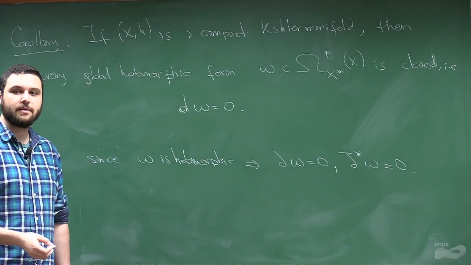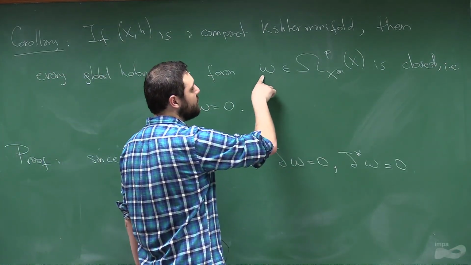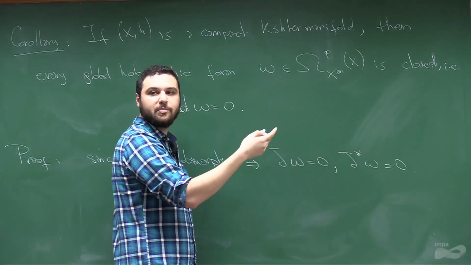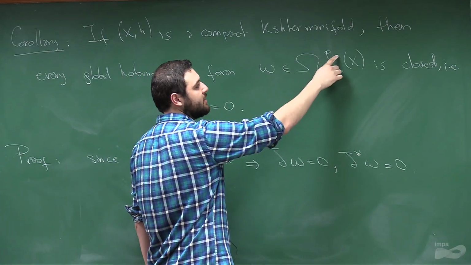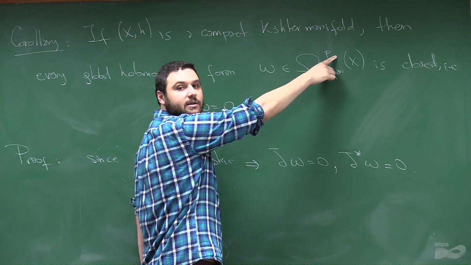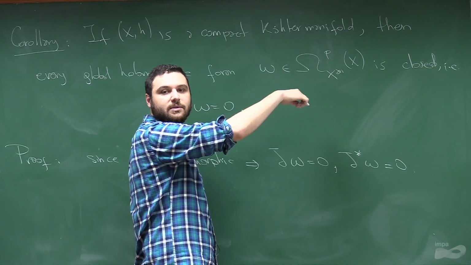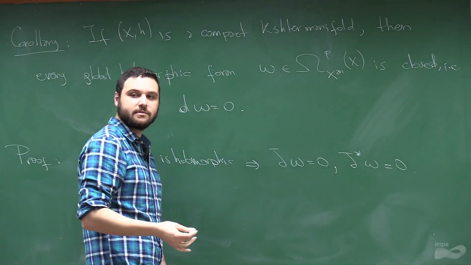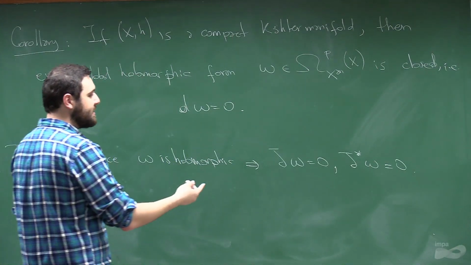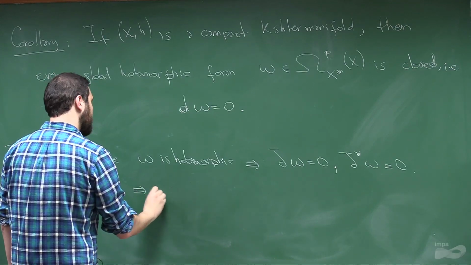Right? Because if we think of omega as a (p,0) form, the partial bar increases by 1 the anti-holomorphic part, and the partial bar adjoint decreases it by 1. So it would be like a (p,-1) form. That space is 0. So in particular, it is harmonic. So omega is harmonic.